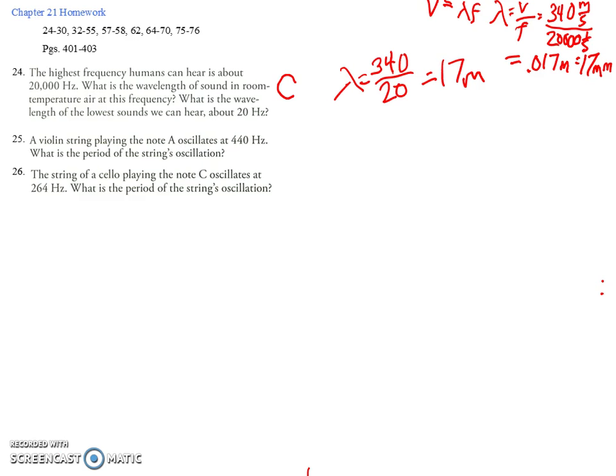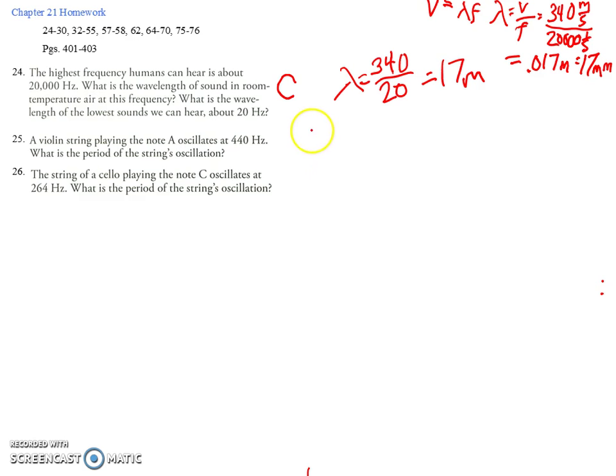25. A violin string playing a note A oscillates at 440 hertz. What's the period of the string's oscillation? Remember that if you know the frequency, you know the period. If you know the period, you know the frequency. They're reciprocals of each other.